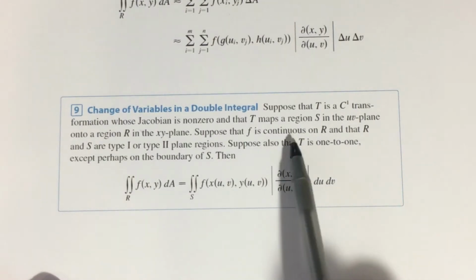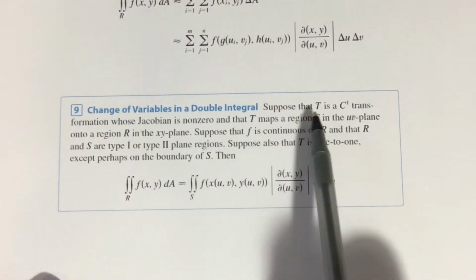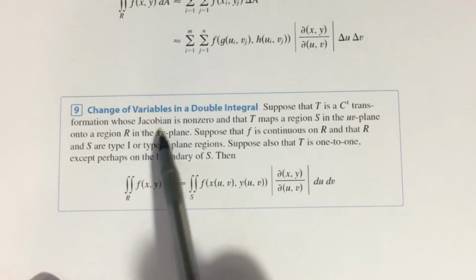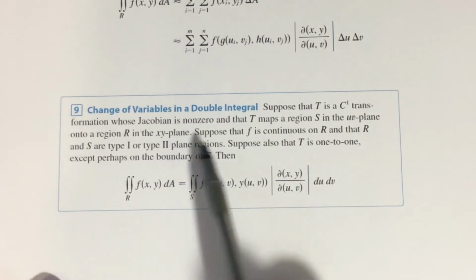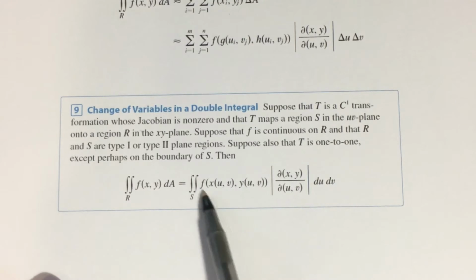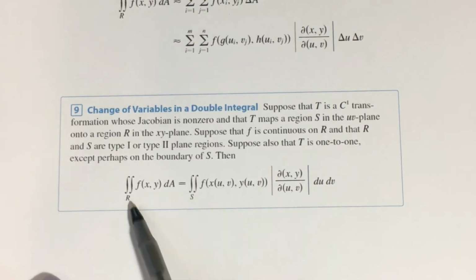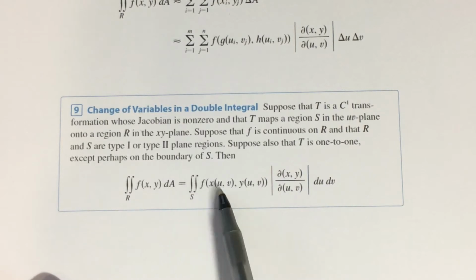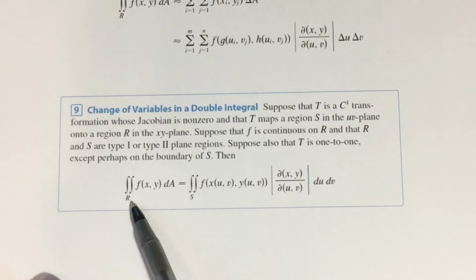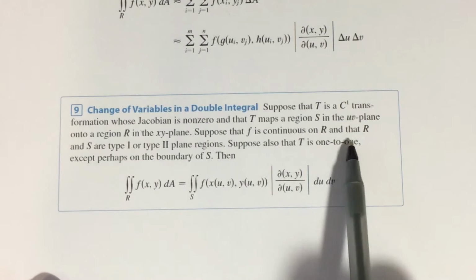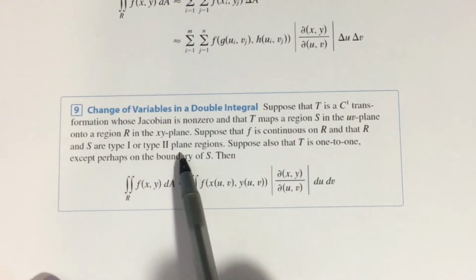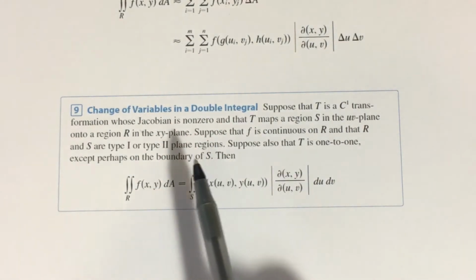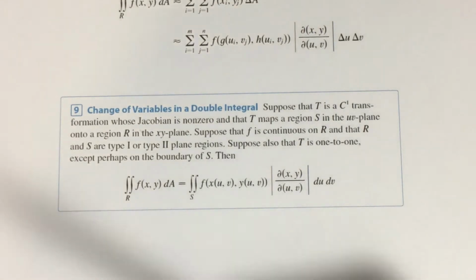But if we have the conditions up here met, if T is a C1 transformation with a non-zero Jacobian, this term right here, and T maps S, this region here, onto the region R here, where S is in the UV plane and R is in the XY plane. If we also suppose that the function f, the integrand, is continuous on this region R, and in addition that R and S are both type 1 or type 2 plane regions. There's a lot of assumptions being made here, but in general you're not going to have to go through and check those assumptions.